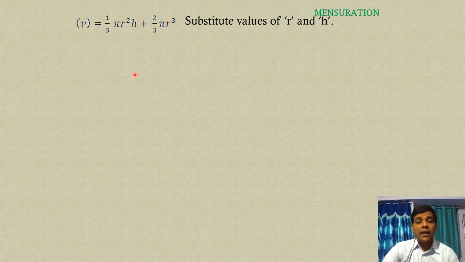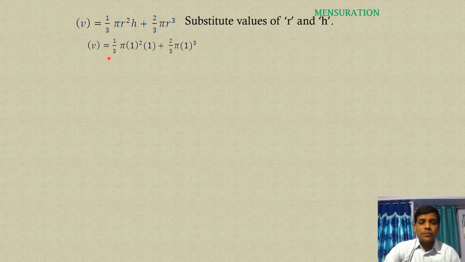So what is the value of r and h? Both r and h are equal. Next step, v is equal to 1 by 3 into pi into, what is the value of r? R equals 1. R square means 1 square, into h means 1, plus 2 by 3 pi r cube. 2 by 3 into pi into r, what is the value of r? 1. R cube means 1 cube.